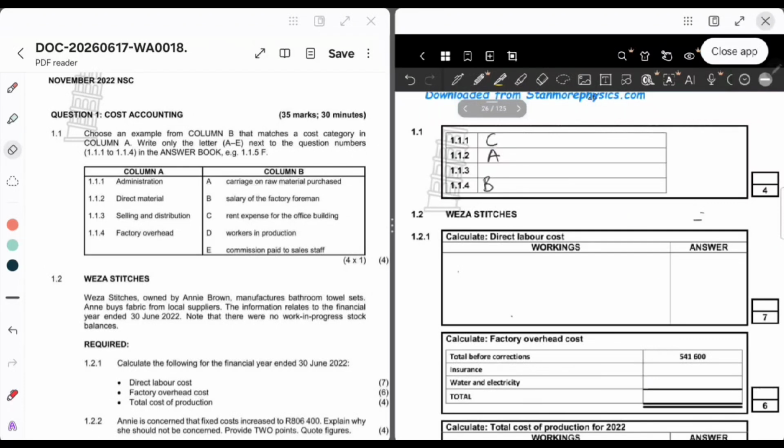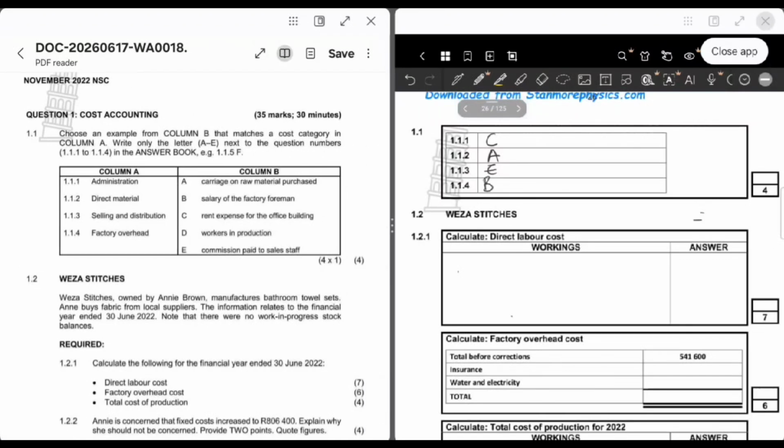And then D, we have workers in production. Those ones are directly involved in the production of the good or service. Therefore, it's a direct labor and we don't have the term there, so we are going to skip it. And then the last one, it says commission paid to sales staff. Anything related to sales, that is selling, we classify it under selling and distribution cost, which is 1.1.3 E. Then now that we are done, we are going to jump straight to question 1.2.